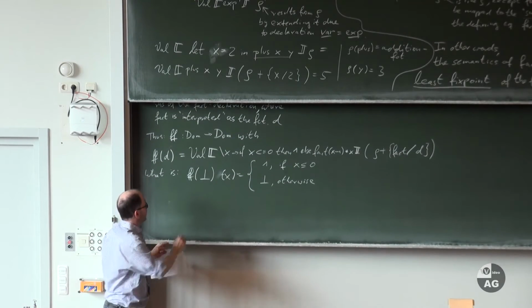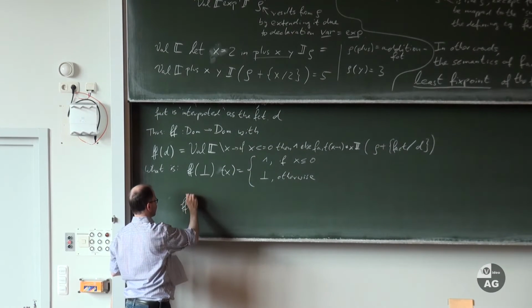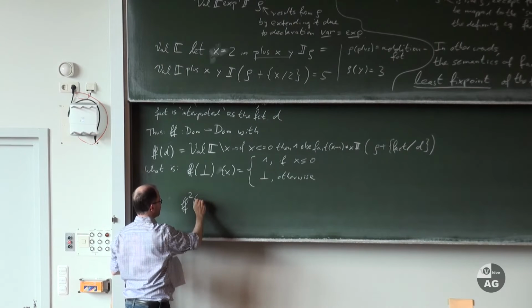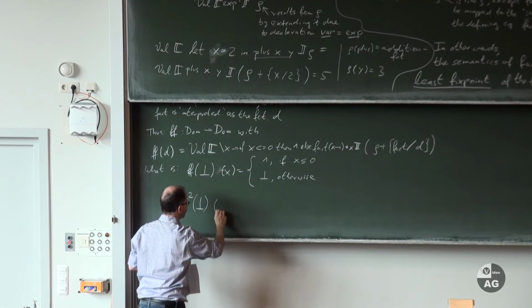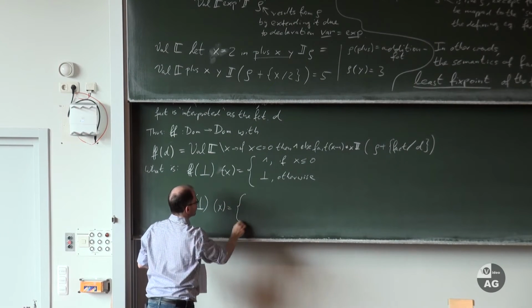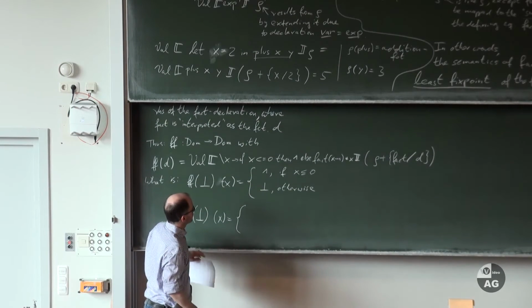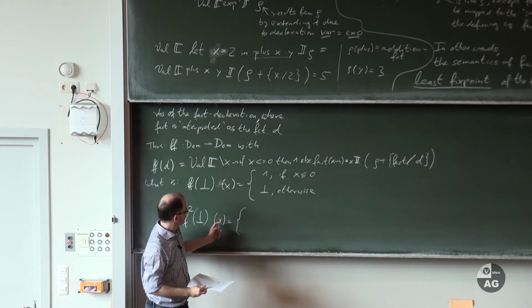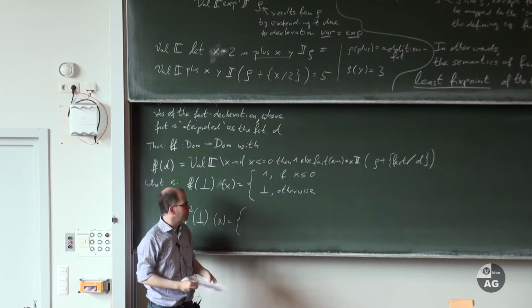What happens if we apply ff twice? So ff applied to ff bottom. This will also be a function. But, well, if x is negative, then clearly it will be 1.